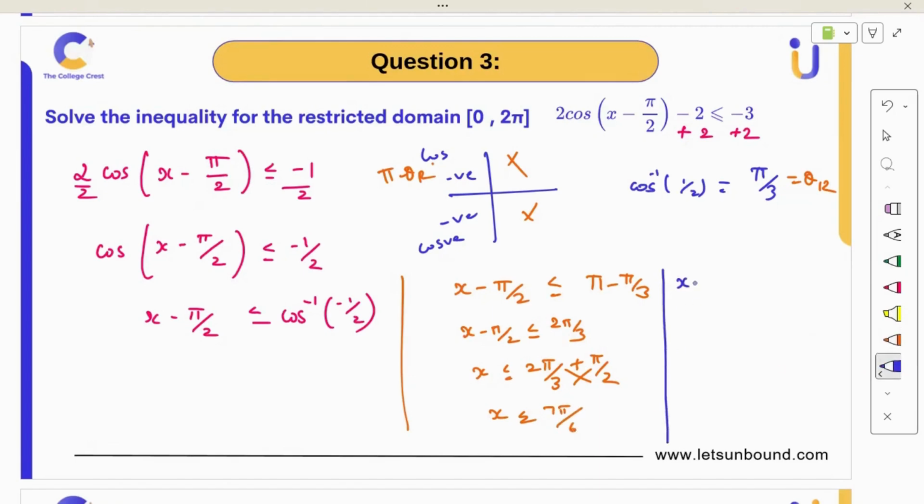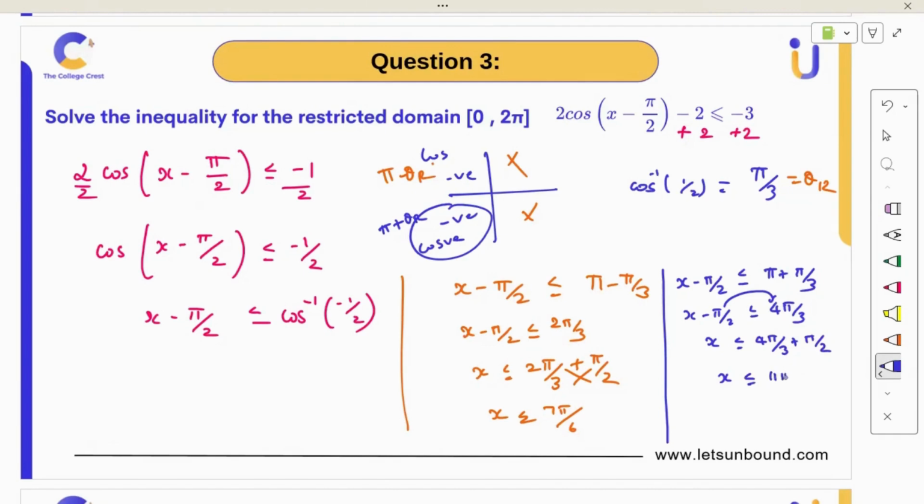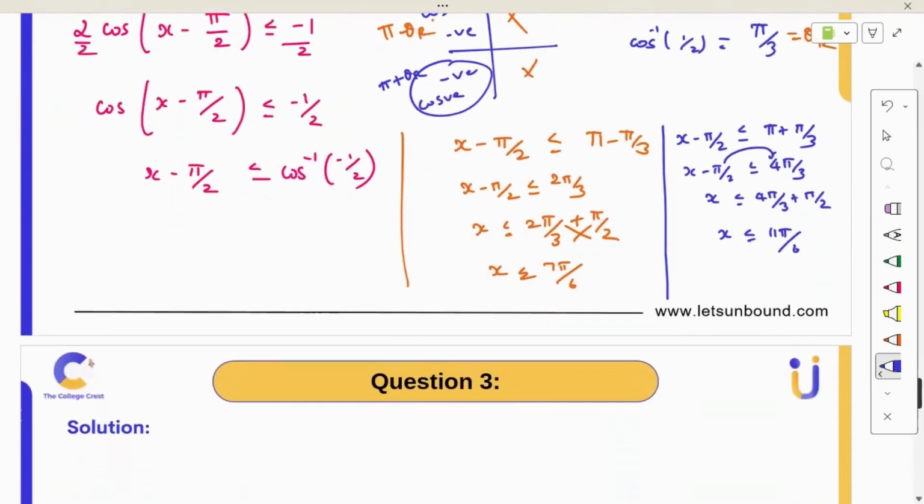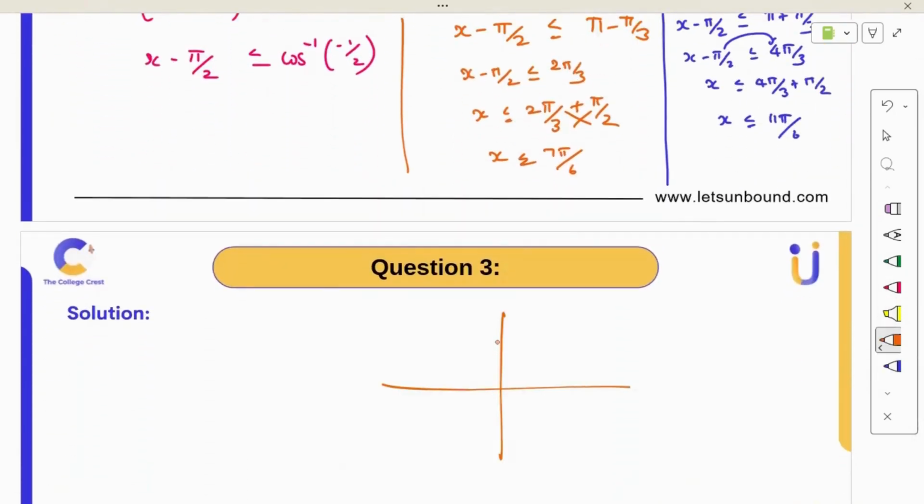Next, x minus pi by 2 is less than or equal to... how will you write this? It is pi plus the reference angle, so pi plus pi by 3. x minus pi by 2 is less than or equal to 4 pi by 3. Then you can take the pi by 2 over here. x is less than or equal to 4 pi by 3 plus pi by 2. x is less than or equal to 8 pi plus 3 pi, which is 11 pi by 6. So now I got two things, right? This way and this way.